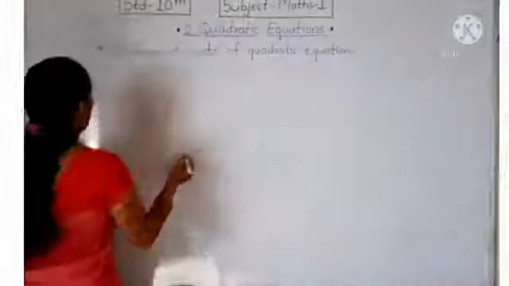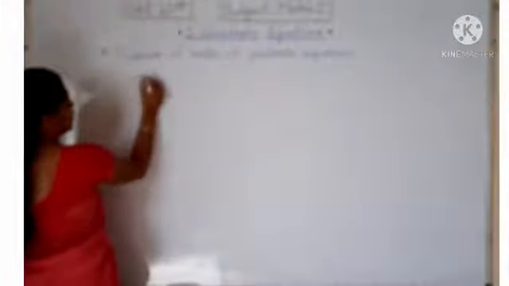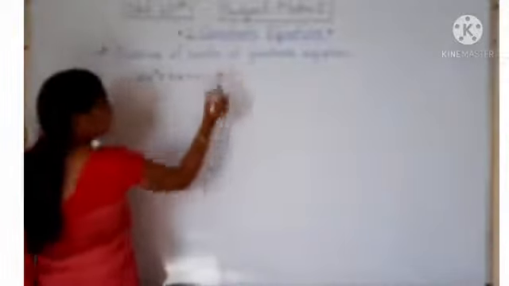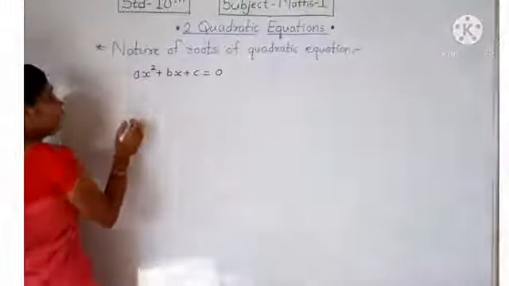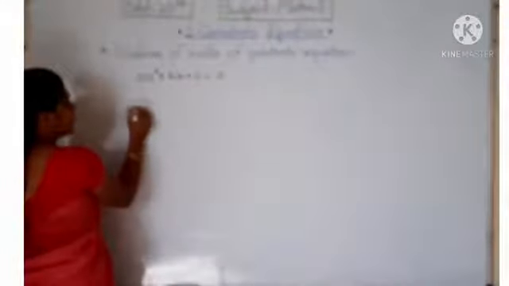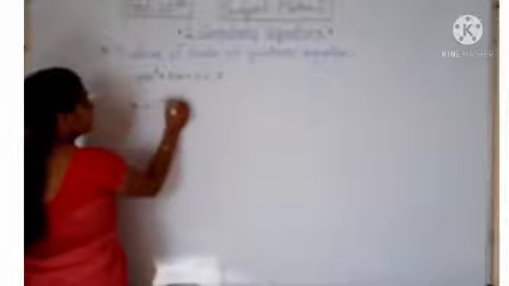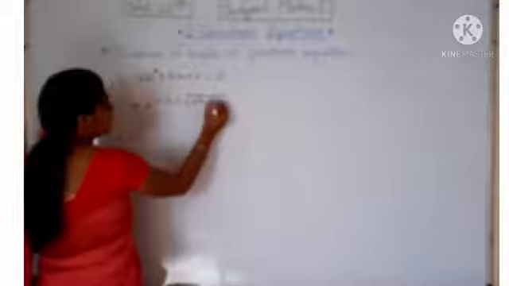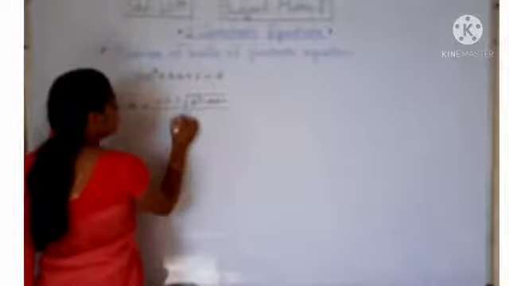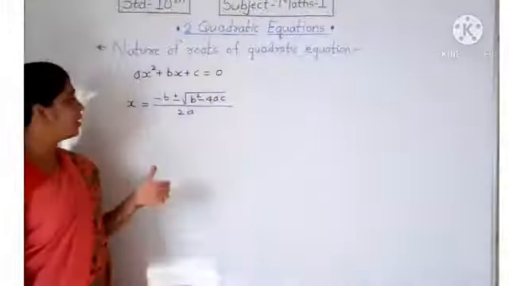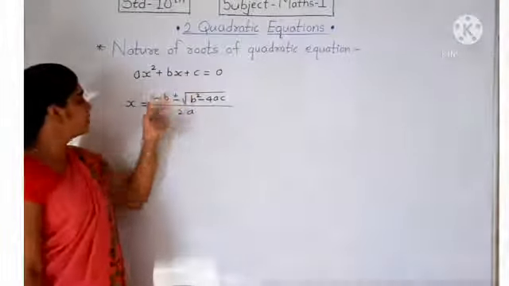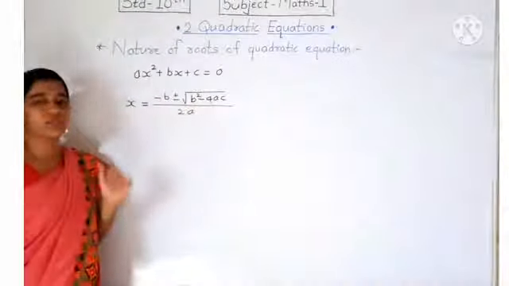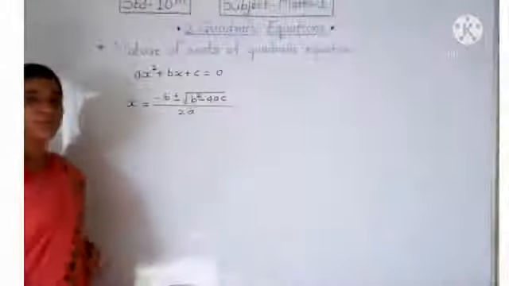We find the nature of the quadratic equation by its roots. So we know if this is the quadratic equation, ax square plus bx plus c is equal to 0, then we know what are the roots of this quadratic equation. X is equal to minus b plus or minus root b square minus 4ac upon 2a. We had done this in formula method. If this is the quadratic equation, then roots are x is equal to minus b plus or minus root b square minus 4ac upon 2a.